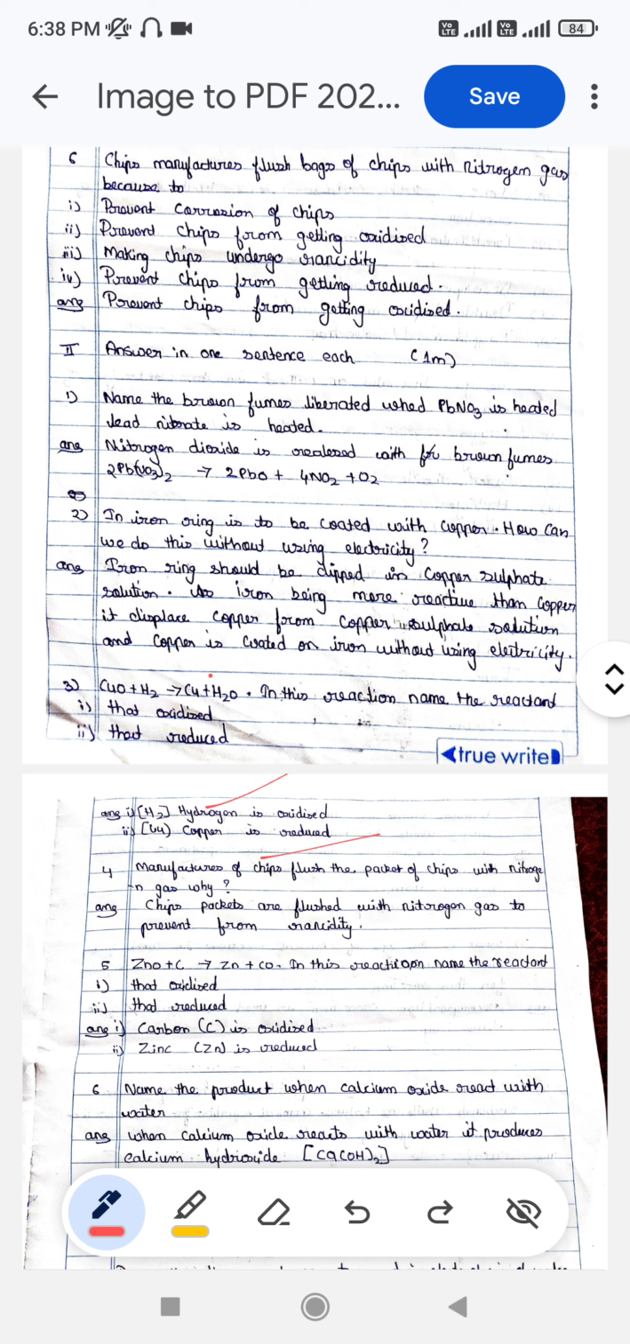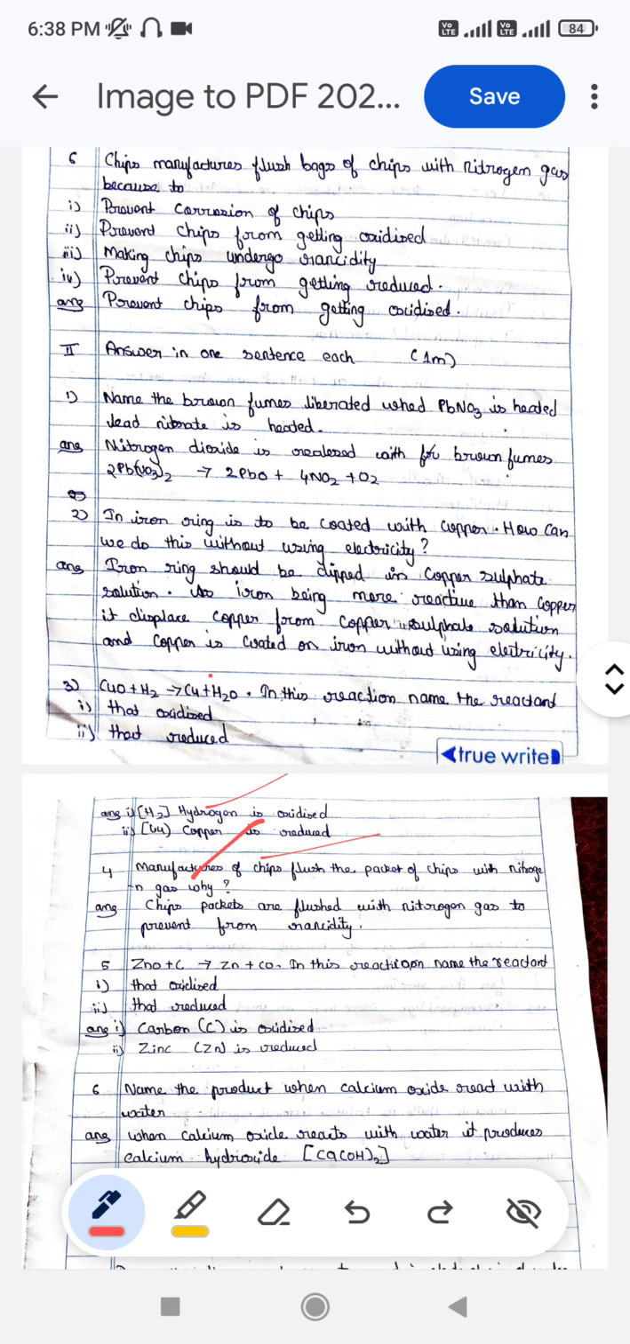This is the answer written here: chips packets are flushed with nitrogen gas to prevent rancidity. We can also write prevent oxidation, because oxidation will spoil the food. Okay, this is the answer, right?